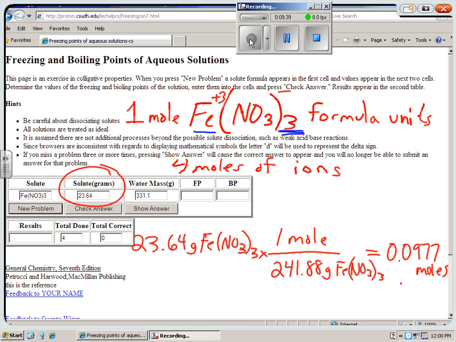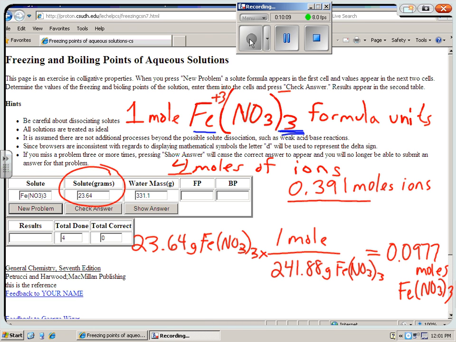Now this is moles of FeNO3, which breaks apart into 4 pieces. And that's what we're really interested in when we're looking at the molality. So we're going to multiply that by 4. And so then we're going to end up with 0.391 moles ions. So 0.39 moles of ions is what's dissolved. That's the number of moles of particles in the solution.